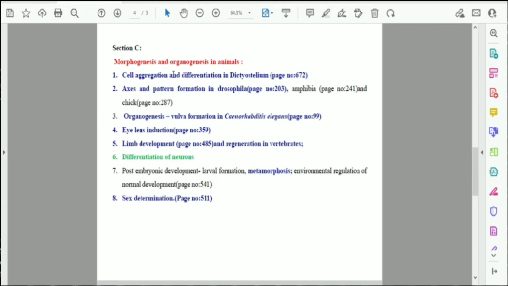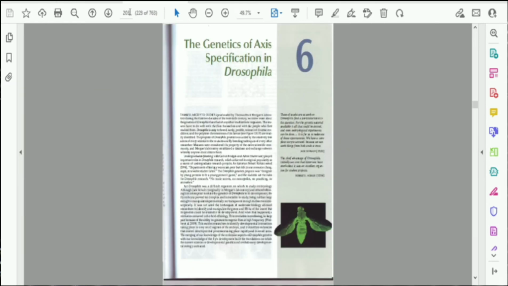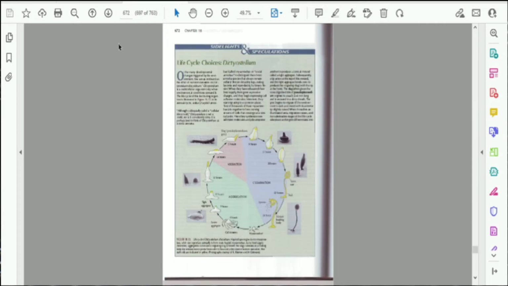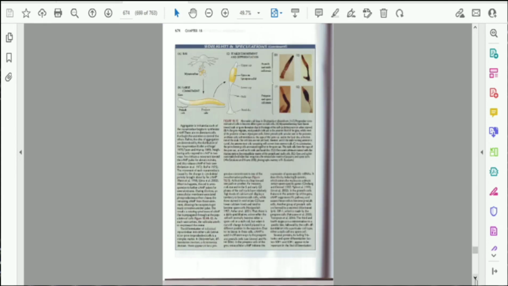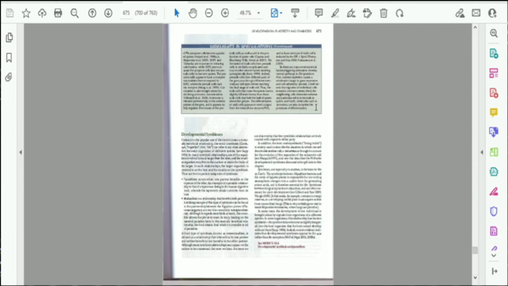First thing is cell aggregation and differentiation in Dictyostelium, given on page number 672. This is given under sites and speculation. Everything is important, and cAMP is also important. Everything you need to study up to page 675.